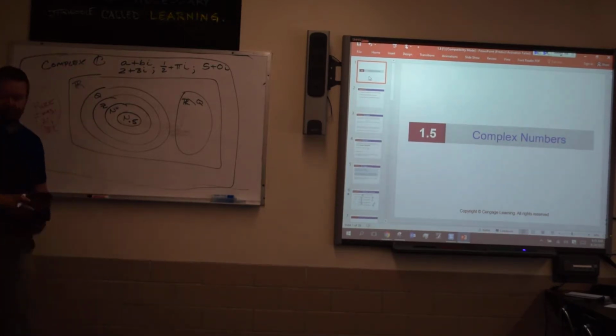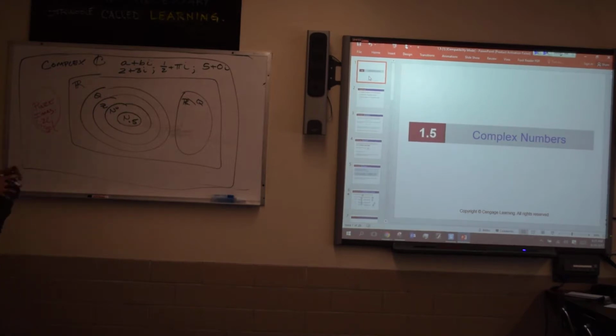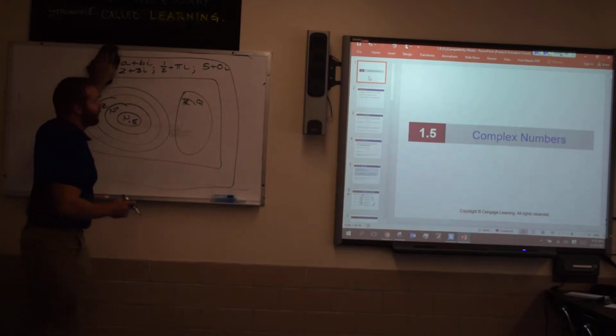Right now, we need to talk about this because we're taking square roots. We're doing that discriminant, and we're getting negative numbers under the radical. So we want to be able to reference what those mean to us and some work that we can do with them.